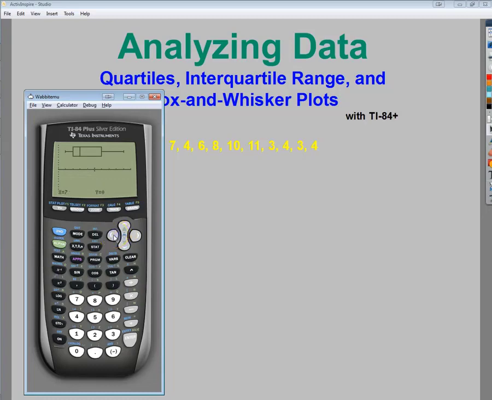The cool thing about it is if I hit the trace button, it'll start telling me where all the information is. So mine tells me that the median is 5. If I click to the left, it'll tell me Q1 is 4, the minimum X is 3, and then you can go over and get Q3 of 8 and maximum of 11. So all that information is there for you. You can make it pretty easily, so it might be a nice way to organize your information.